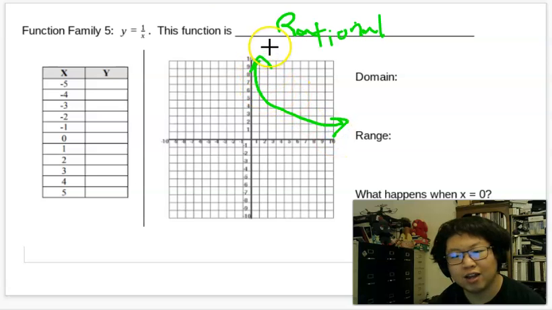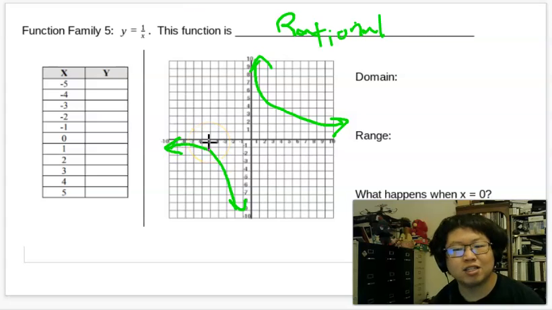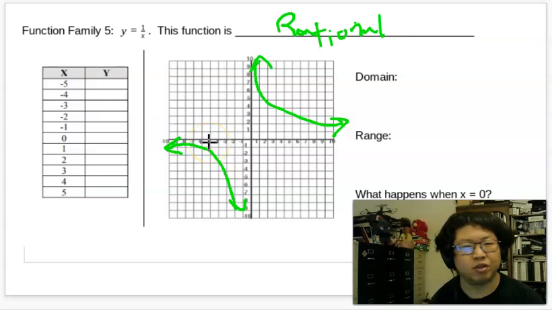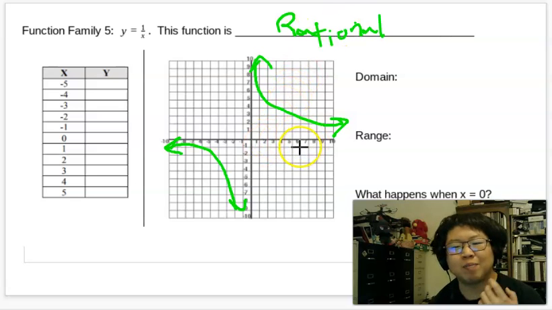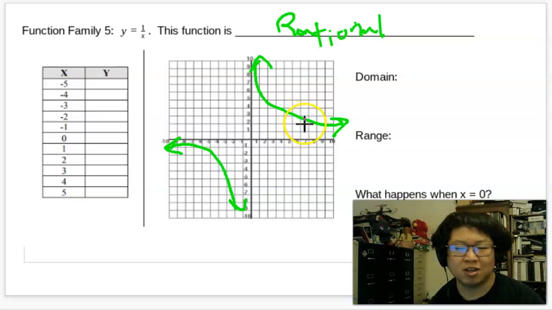You've got one leg, or I guess smiley face, in the top right. And then you've got a little bit of a frowny face in the bottom left. So this is the general shape of the rational function. And it's all because of that pesky x in the denominator. You can't make x equal 0 if it's in the denominator because you can't divide by 0. So that means we don't even have a 0 here.